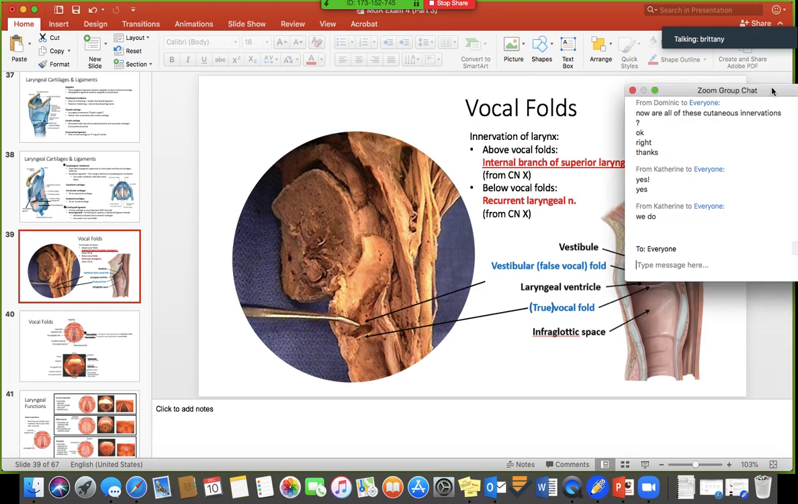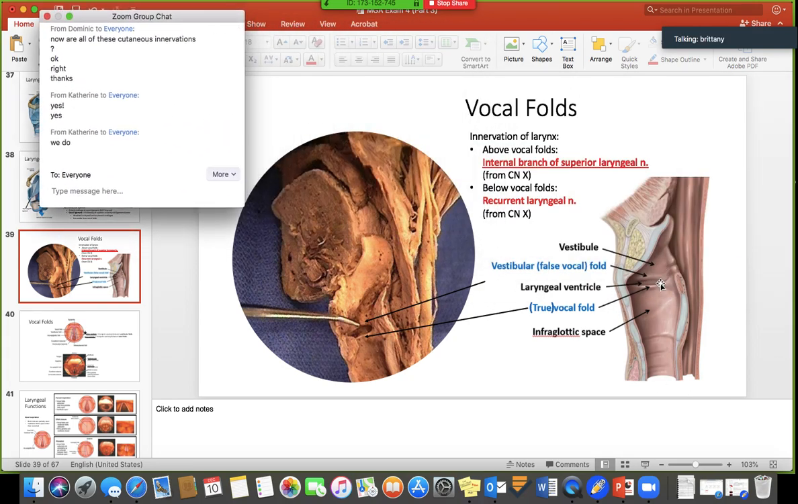Okay, so this view right here, I believe was tagged. So again, just identifying. Above the ventricle is known as the vestibule. Below it is the infraglottic space. And then you have your true and false or vestibular folds. And then knowing the innervation is also important. So they could tag an area down here and ask for the innervation. If you're below the vocal folds, it's the recurrent laryngeal. And if you're above the vocal folds, it's the internal branch of the superior laryngeal.